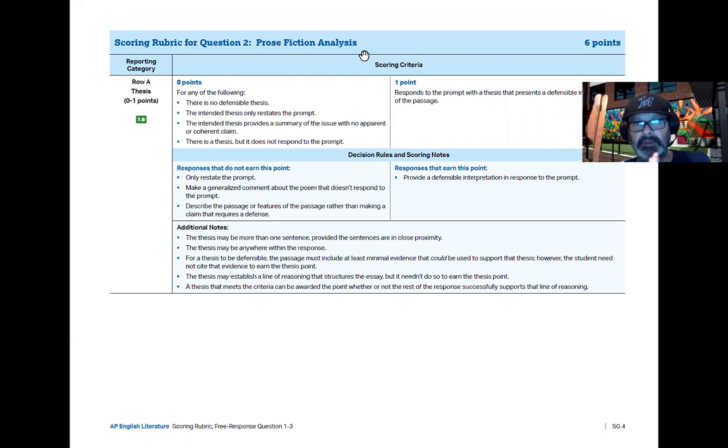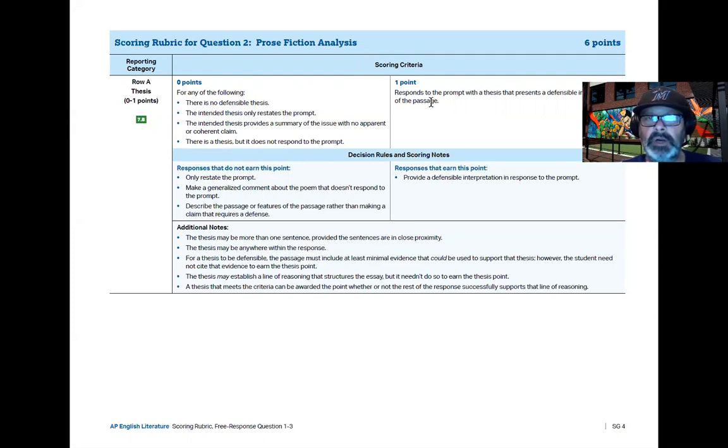three rows of assessment. The first row, row A, is on the thesis statement. The second row, row B, again is on the interaction between commentary and evidence. And the third row, row C, is on the sophistication point. So again, there are subtle differences between this and the AP Lang rubric.